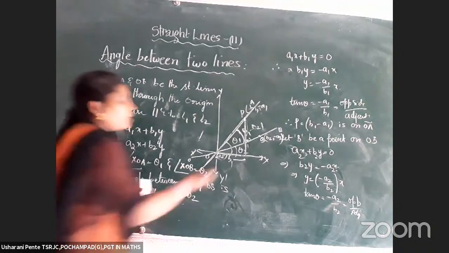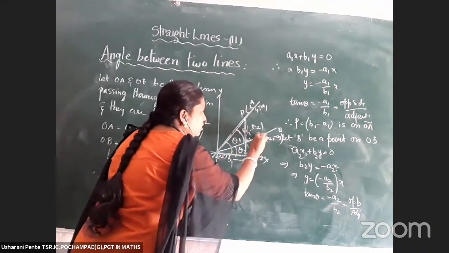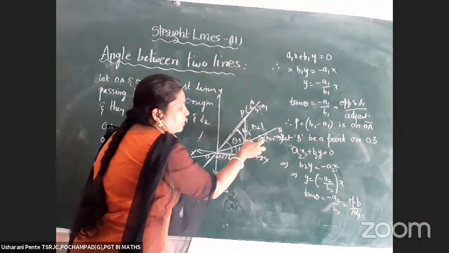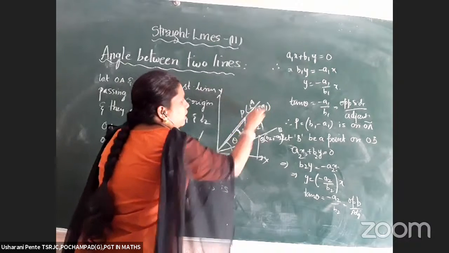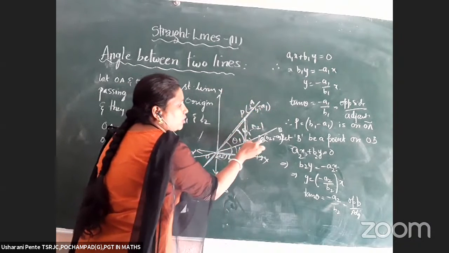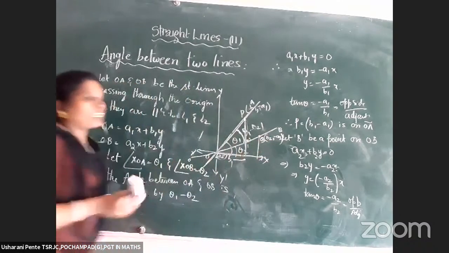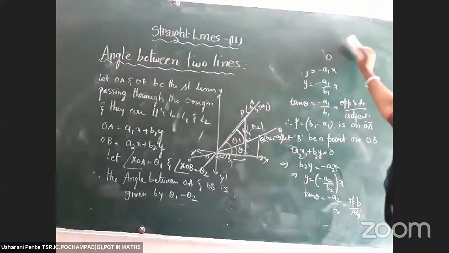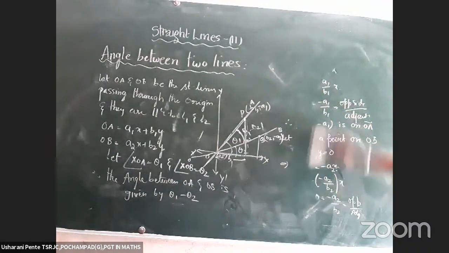So this is the way we are getting the coordinates of point P and point Q, that is B1 comma minus A1 as point P and B2 comma minus A2 as point Q.